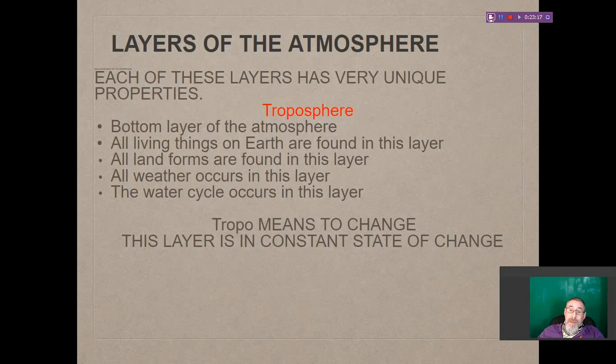Now, tropo means to change, and it's called the troposphere because this layer of the atmosphere is in constant flux, and that constant flux is called the weather. All right, so we finally made it to our Earth.